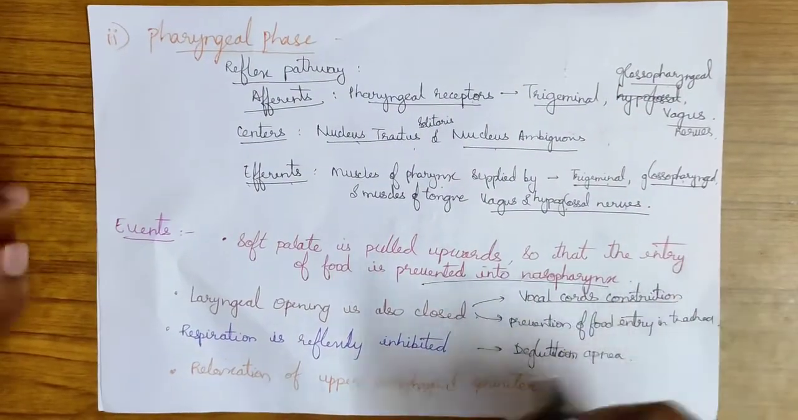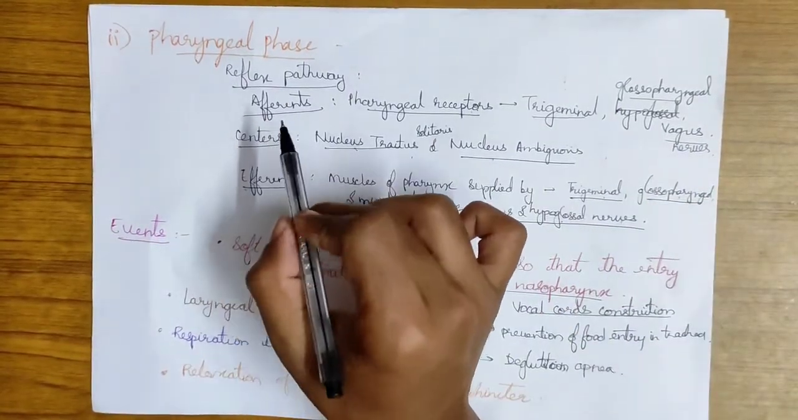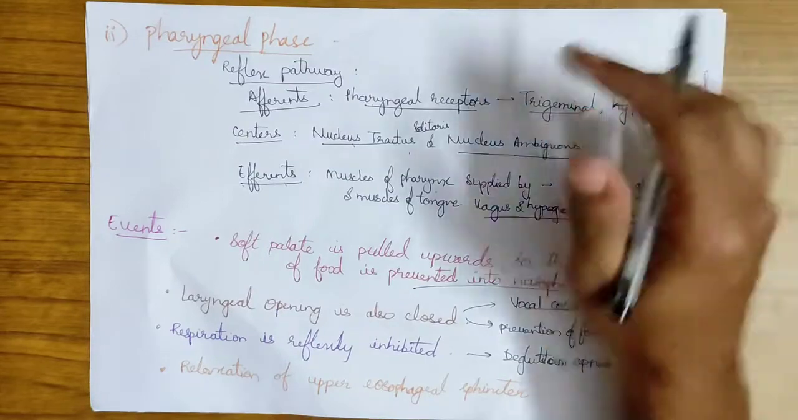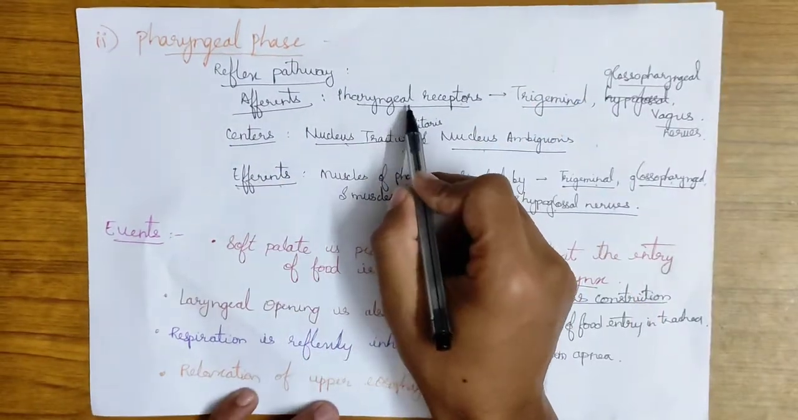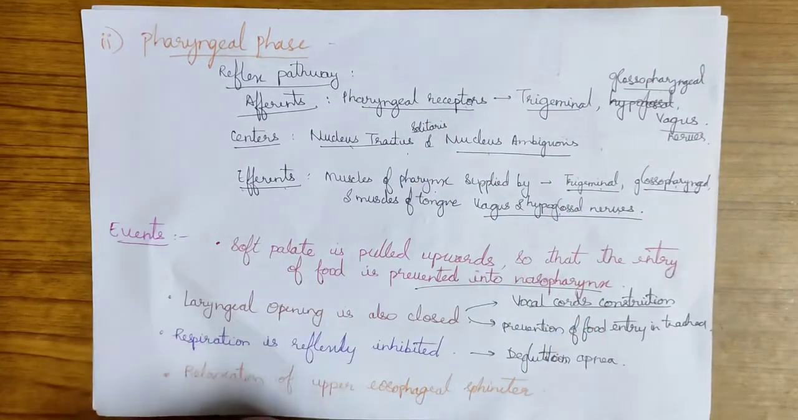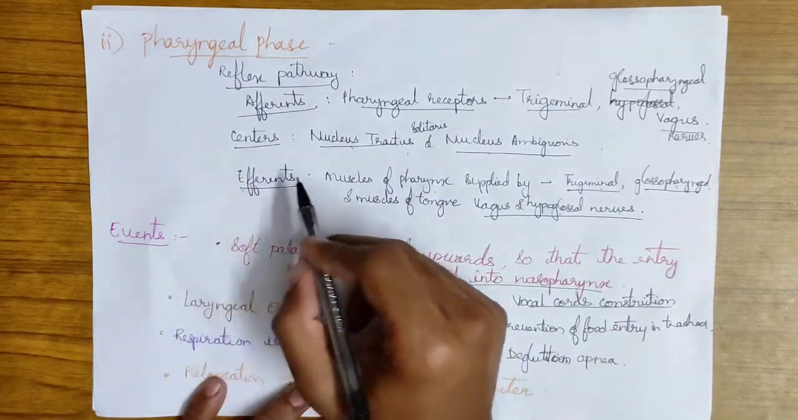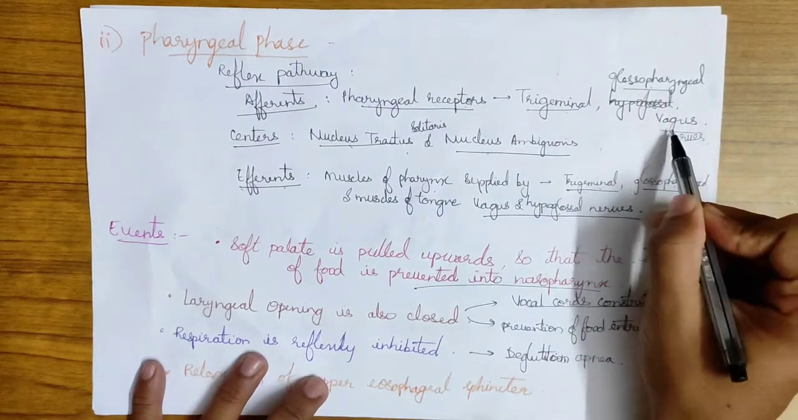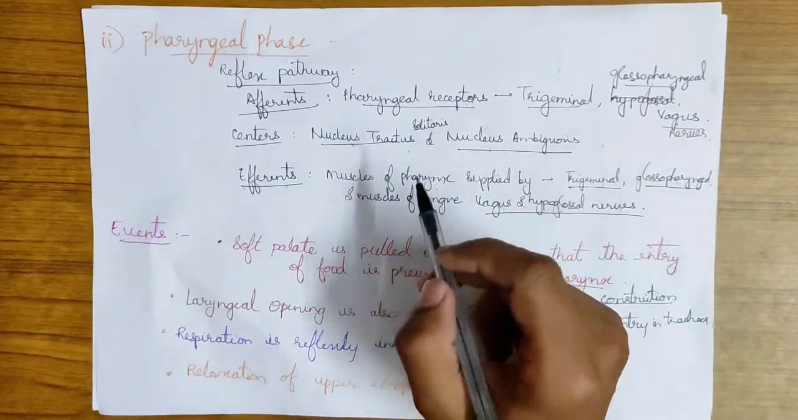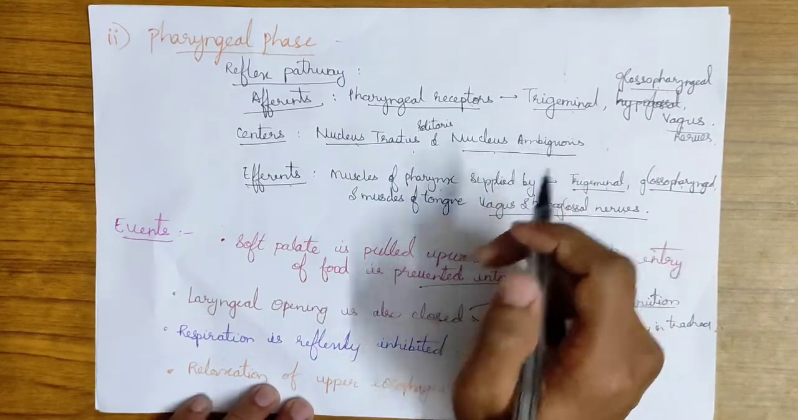So what happens in the pharyngeal phase? Pharyngeal phase is the most important phase in the deglutition process. It is the involuntary and reflex pathway. So in the reflex pathway, what all happens? The afferents are the pharyngeal receptors. These pharyngeal receptors connect to the center of deglutition, which is present in the brain, by 3 nerves, that are trigeminal, glossopharyngeal and the vagus nerves. The centers of deglutition are nucleus tractus solitarius and nucleus ambiguus present in the brain.